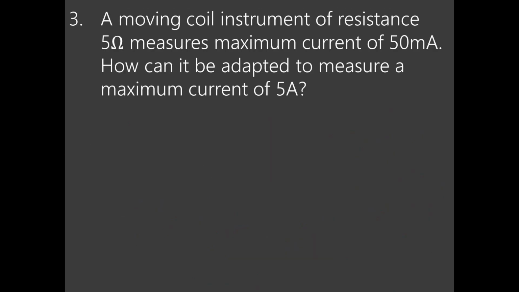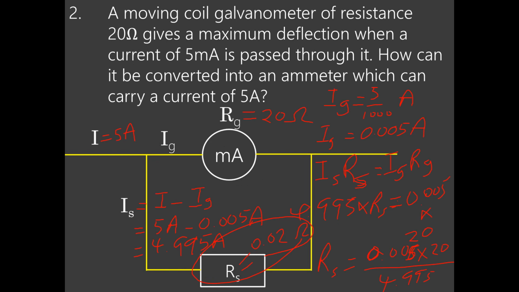Okay, number three. A moving coil instrument of resistance 5 ohms measures maximum current of 50 milliamperes. How can it be adopted to measure a maximum current of 5 amperes? By the way, number two, we didn't answer the question. The question was, how can it be converted into an ammeter which can carry a current of 5 amperes? Here we hadn't finished. We are supposed to say the right answer is by connecting a low resistance, or you can just say a shunt of 0.02 ohms in parallel with the galvanometer.